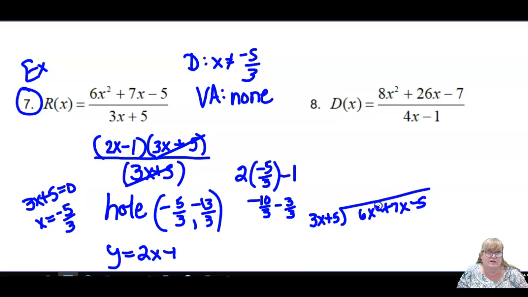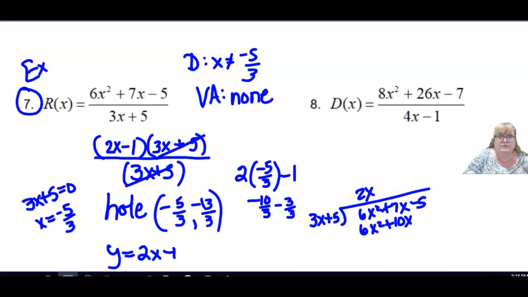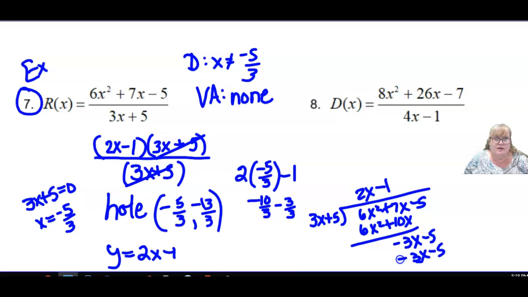All right, if you want me to do the long division, 3x plus 5 into 6x squared plus 7x minus 5, multiply by a 2x would give me 6x squared plus 10x. Subtract, whoa, let's move half-power out of the way. Subtract would give me 0 and negative 3x. So negative 1 times, and it goes in evenly. Told you that was the end behavior because this all canceled out. So this is our slant asymptote.